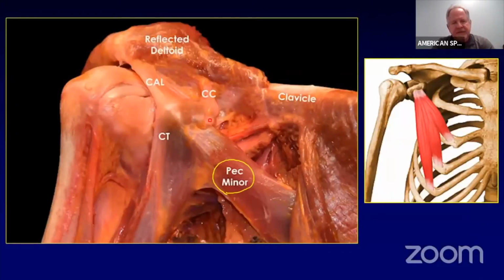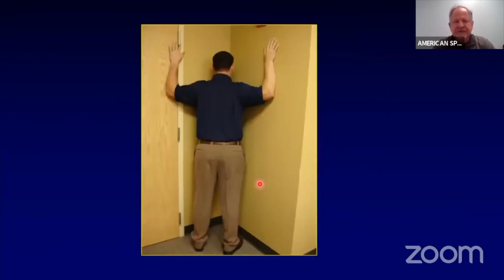Well, when you look at the pectoralis minor, originating from the ribs 3 to 5 and inserting into the coracoid process, it has this oblique, inferior-superior kind of orientation to it. A little bit different than this drawing. It's a little bit more on an angle than it is vertical.